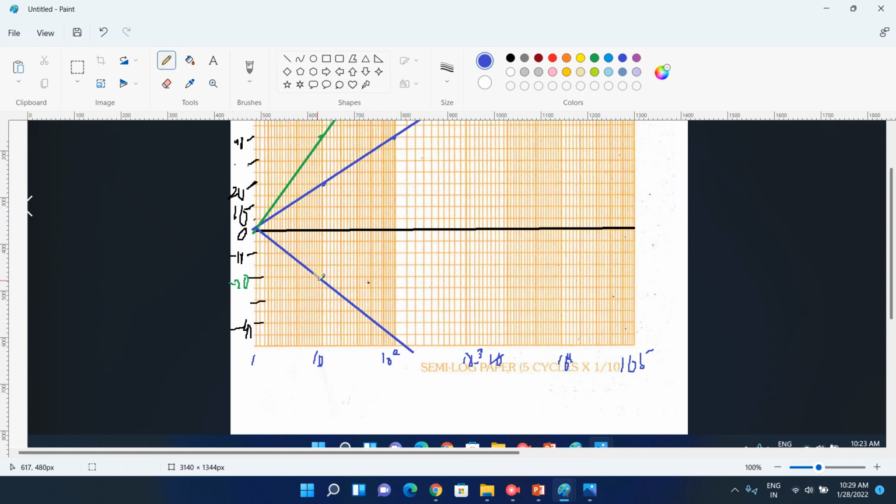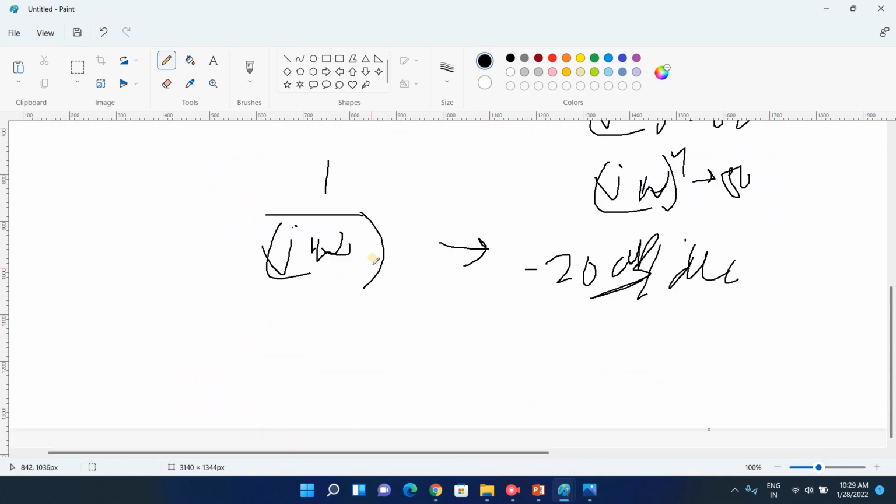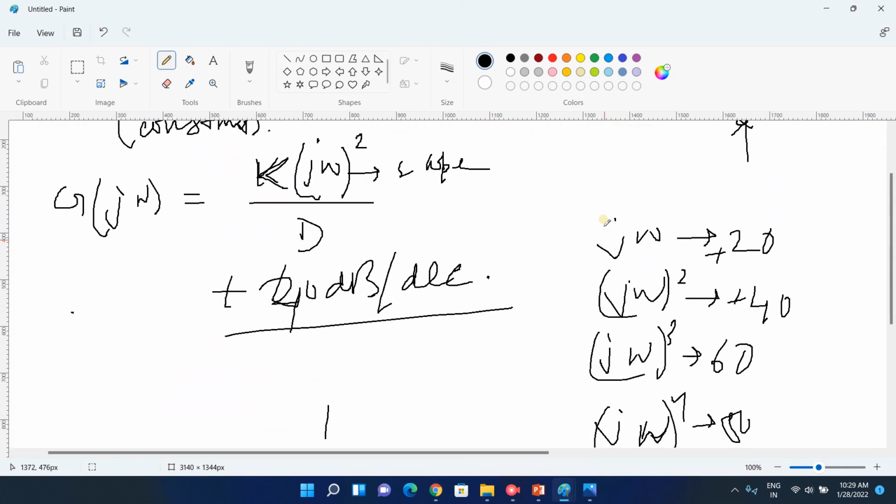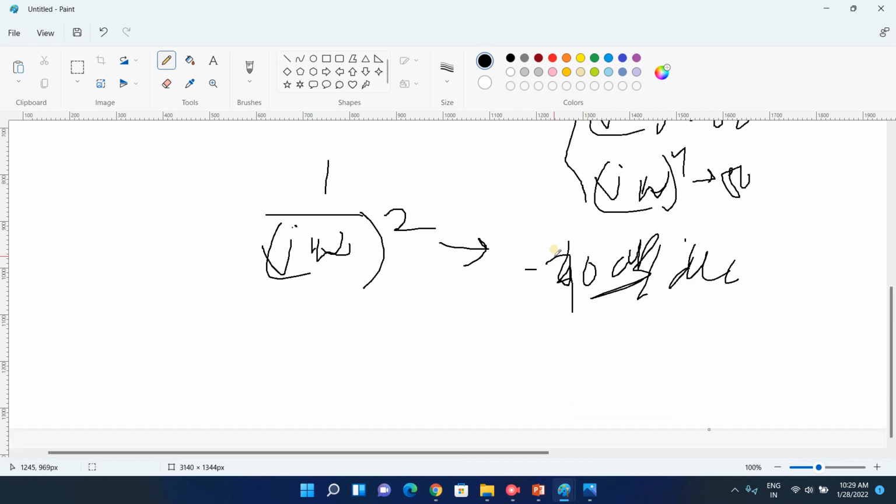Here, when it was -20 it cuts 10, and -40 is where? I think this one will be 10 to the power 2. Okay, so the slope should be the same. So -20 to -40 should be 10 to 100. Okay, so this is the -20 decibel per decade. And if this were squared, it would be 40. Same thing as for this, it will be the same but minus for the pole.